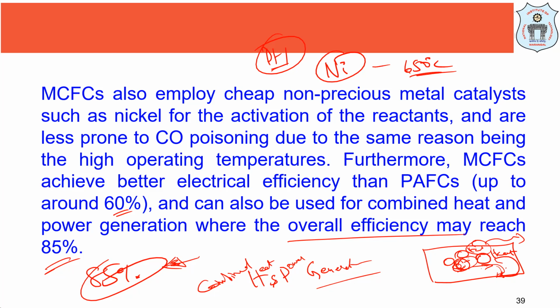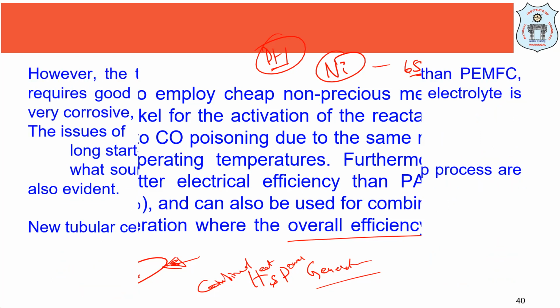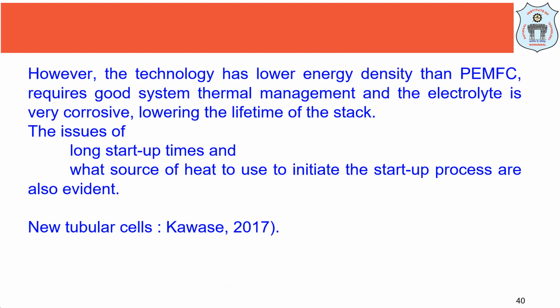What is that? Combined heat and power generation. When you perform that, we are getting an overall efficiency of around 85%. Okay, so that is the advantage of this molten carbonate fuel cell. However, this technology has lower energy density than the PEM fuel cell, which means that it requires a good system of thermal management, and the electrolyte is very corrosive, lowering the lifetime of the stack.